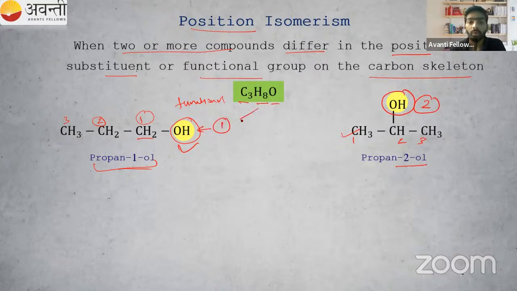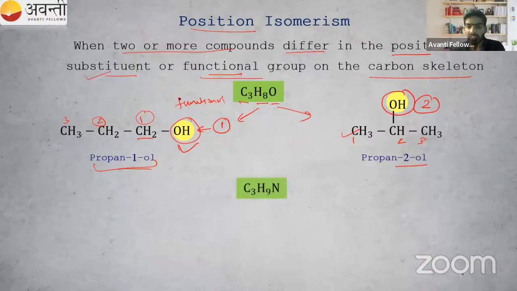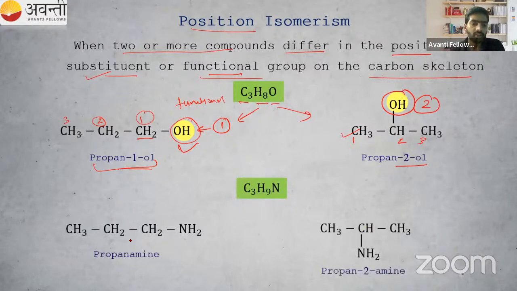Correct. But both have the same molecular formula. That means there is a change in the position of what? The functional group. So there can be a change in the functional group position, or a change in the substituent. Okay, now going on to the next example, C3H9N. One example is propanamine, and the other example is propan-2-amine. These are the two possibilities.